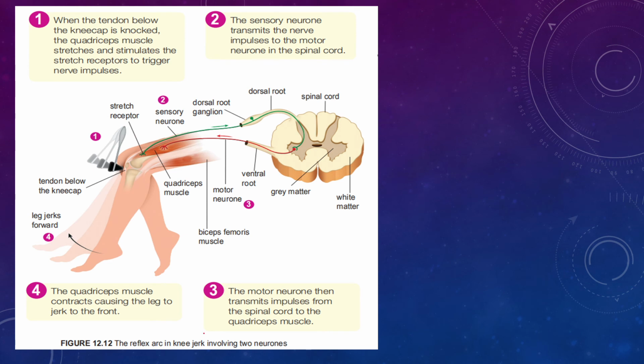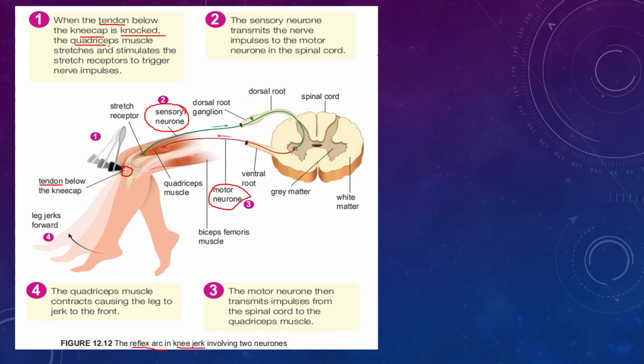This is how it looks. The reflex in the knee jerk involves only the sensory neuron and motor neuron. Take note that it is without the relay neuron. First, the tendon, which is below the kneecap, is being knocked. Here, this is the tendon. The tendon is the structure that connects the muscles to the bone. So this tendon is being knocked.